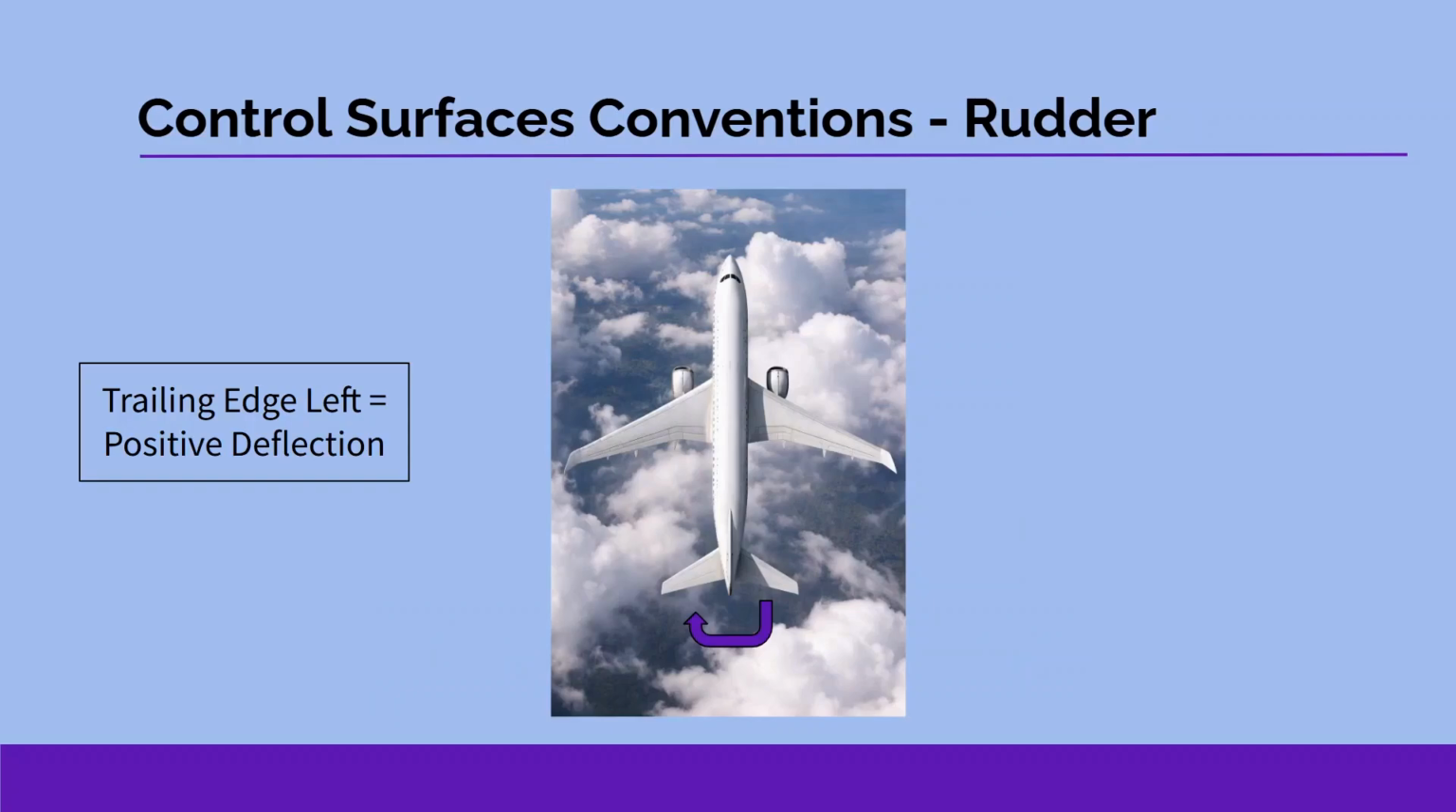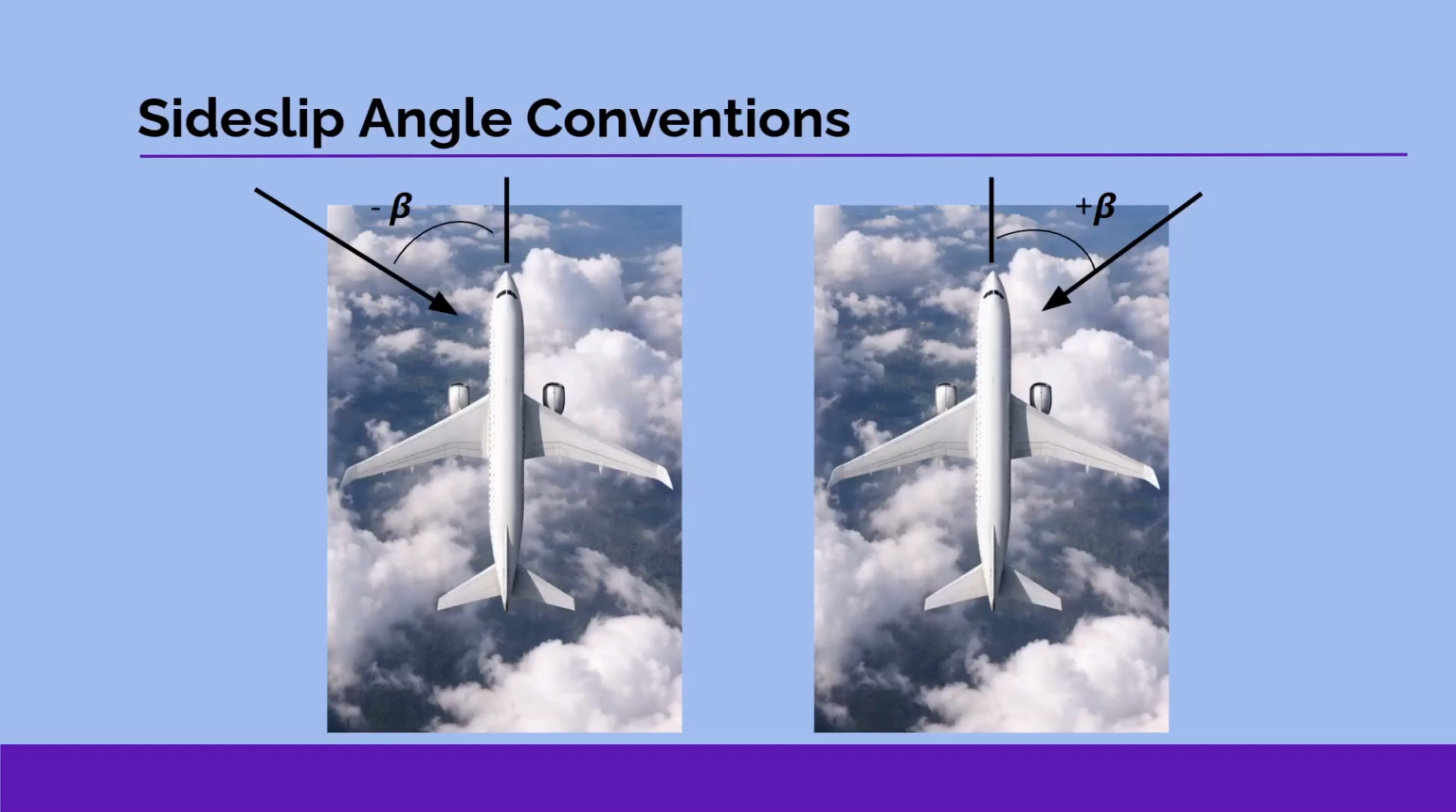For the rudder, which is the main control surface to create yaw, the convention is that trailing edge left is a positive deflection, whereas trailing edge right is a negative deflection. So when you have a side slip, if the side slip is coming from the left, it is a negative side slip. If it is coming from the right, it is a positive side slip.